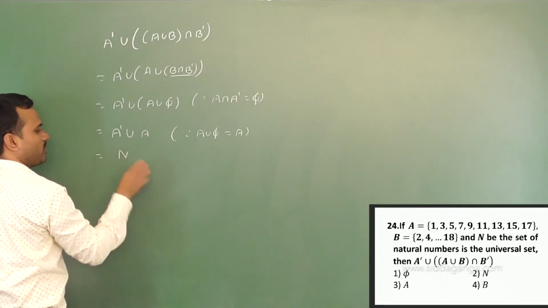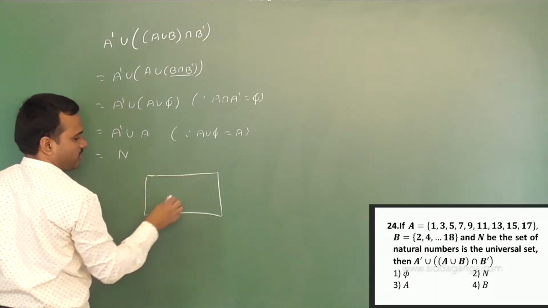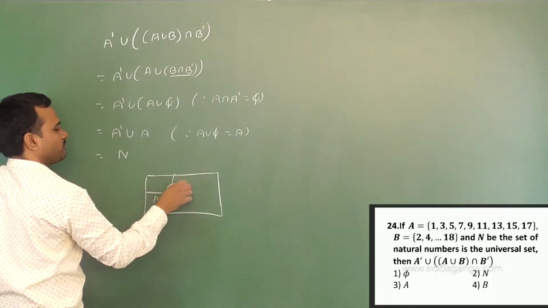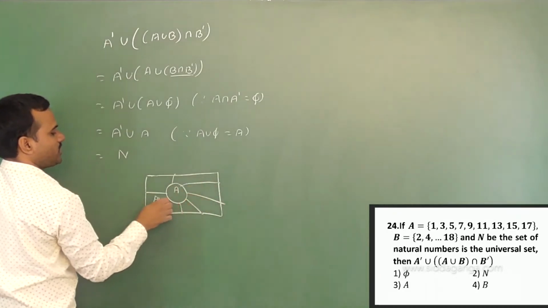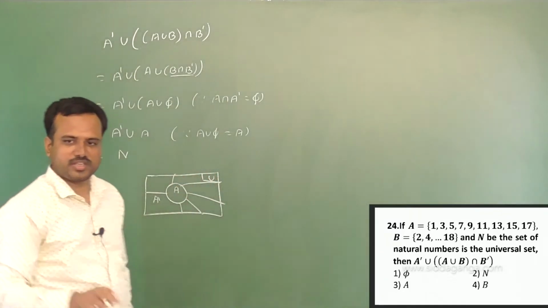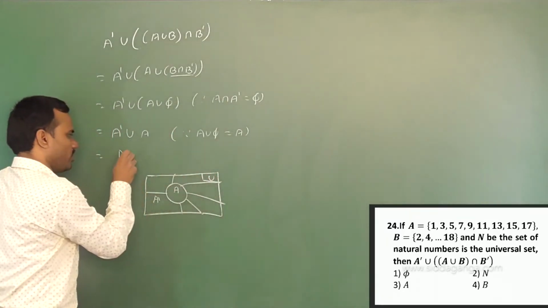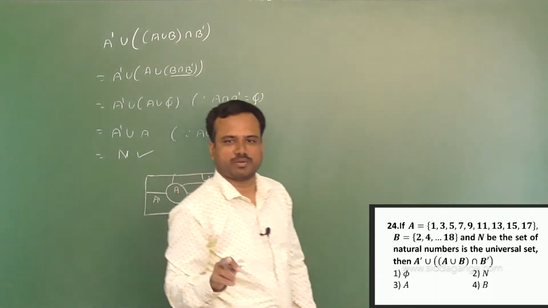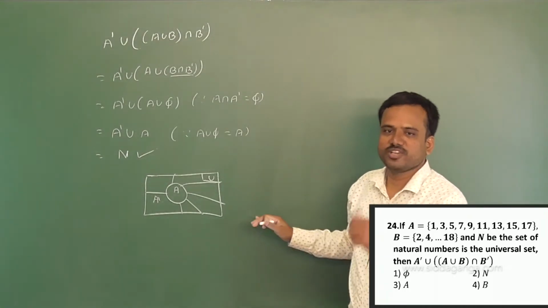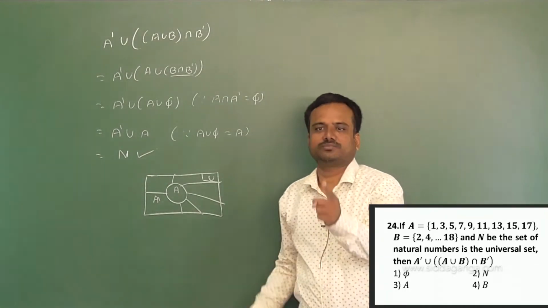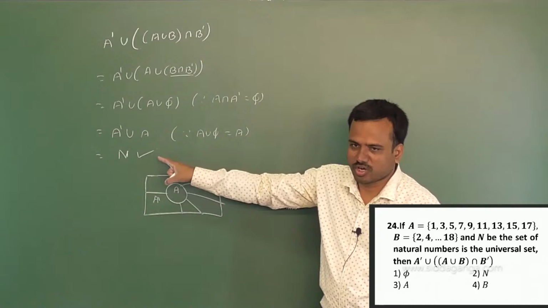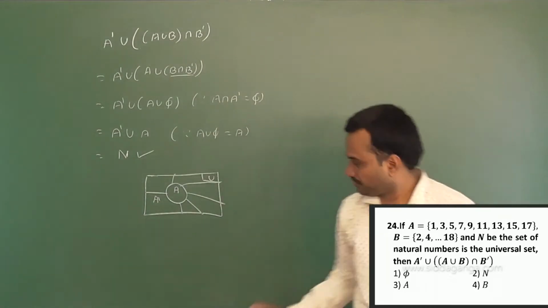A dash union A is the natural numbers. Observe here in the Venn diagram, this is the set A and this is A dash. If we take the union of these two, it is the universal set. Here the universal set is the natural numbers. So the option is the second one. If you solve in this manner, we easily get the answer; otherwise, by the tabular method, it is very difficult. Next question.